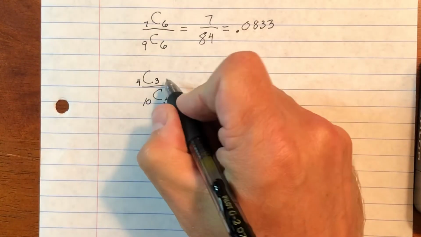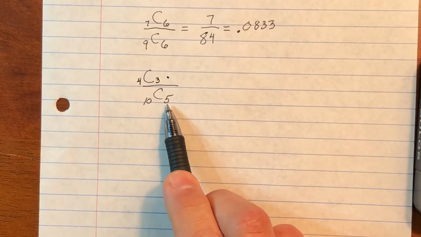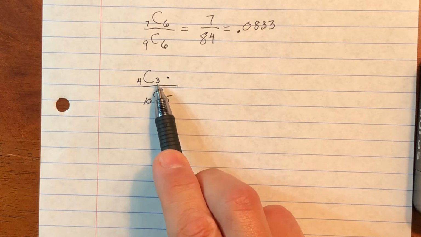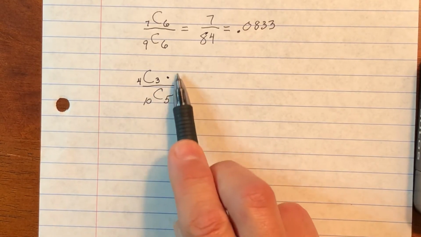But we're going to have to put something else in the numerator also. Because look, we were choosing 5 experiments total. And how many have we selected so far? We've only selected 3. So we need to select 2 more experiments.